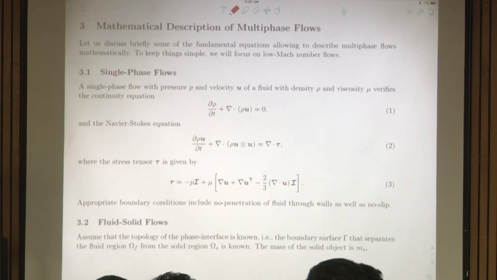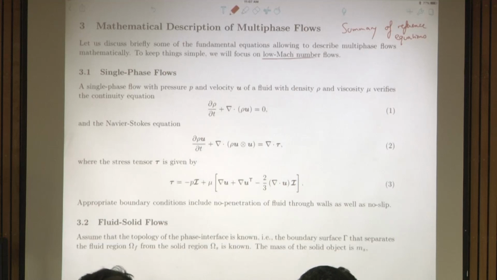All right. What I want to do now is talk about the equations that we'll be solving. My goal here is to give you a summary of the reference equations. We will focus here on low Mach number flows. By low Mach, I will still allow for variable density, so I will not assume constant density. We don't need that. But we will ignore compressibility.